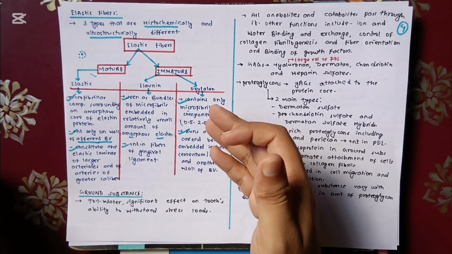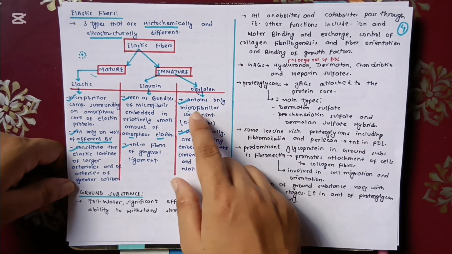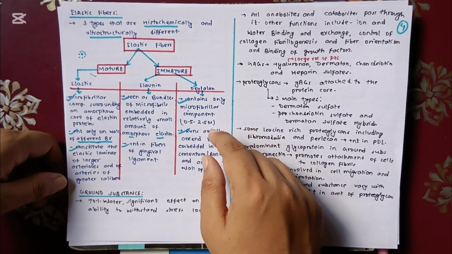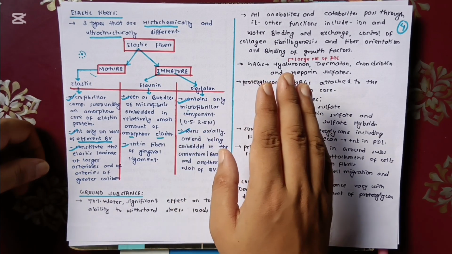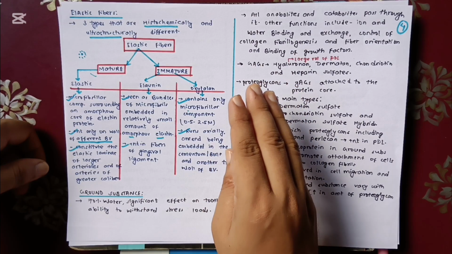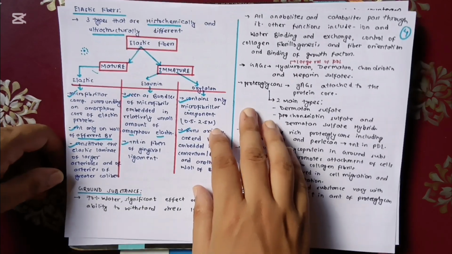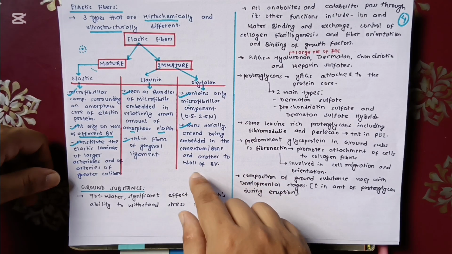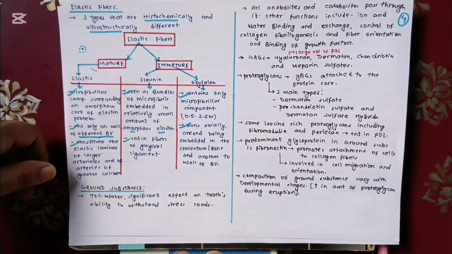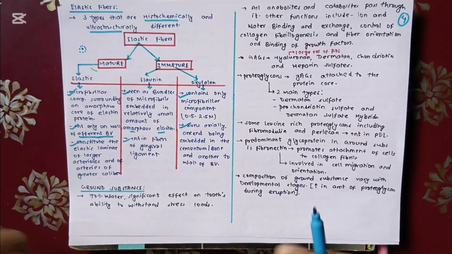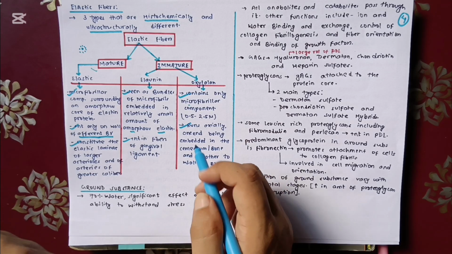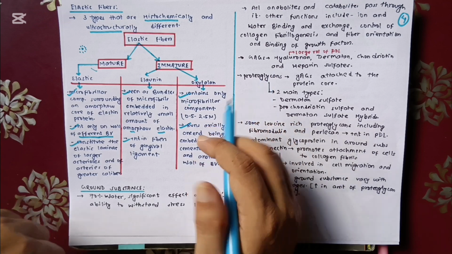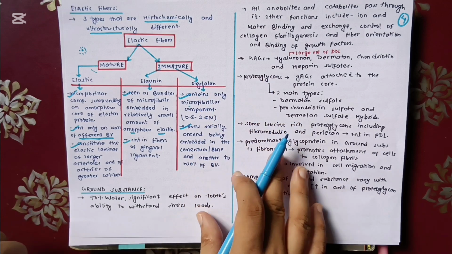Oxytalan contains only the microfibrillar component, which is 0.5 to 2.5 micrometers in diameter, and there is no elastin protein. It runs axially, with one end embedded in the cementum or the bone, and the other into the wall of the blood vessel. So it connects the blood vessel with the alveolar bone or the cementum.